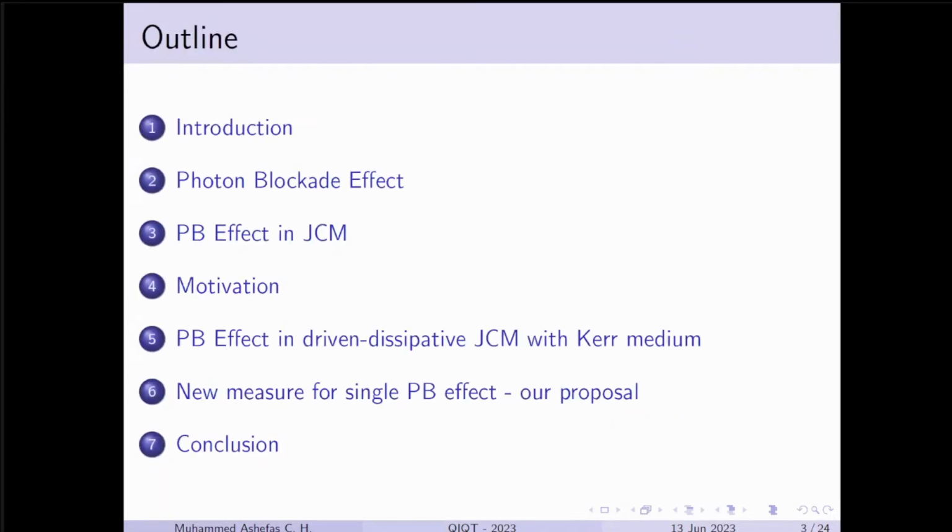So this is the total outline of this presentation. I'll give a brief introduction, then introduce what the photon blockade effect is, and then we'll go to the photon blockade effect in JCM and the motivation of this present work. Thereafter we'll introduce the major work, which is the photon blockade effect in the driven dissipative Jaynes-Cummings model with Kerr medium. We also introduce a new measure to verify the presence of the photon blockade effect, which is our proposal. And finally, we will have a conclusion.